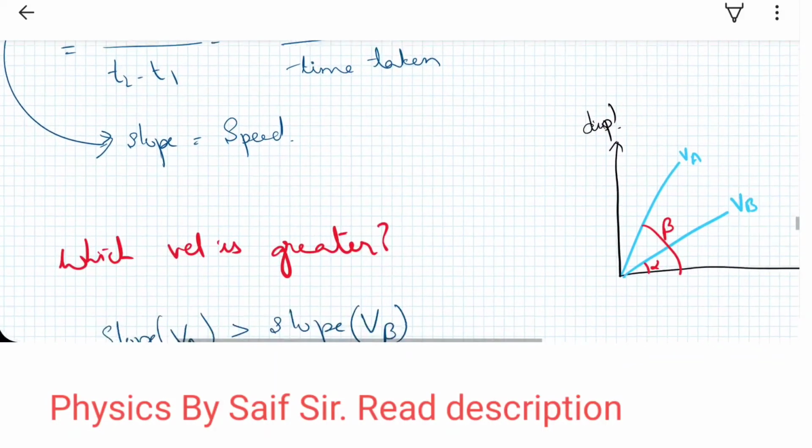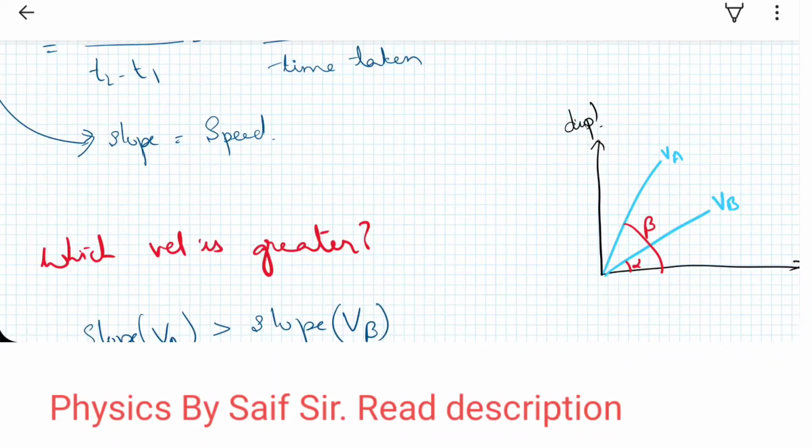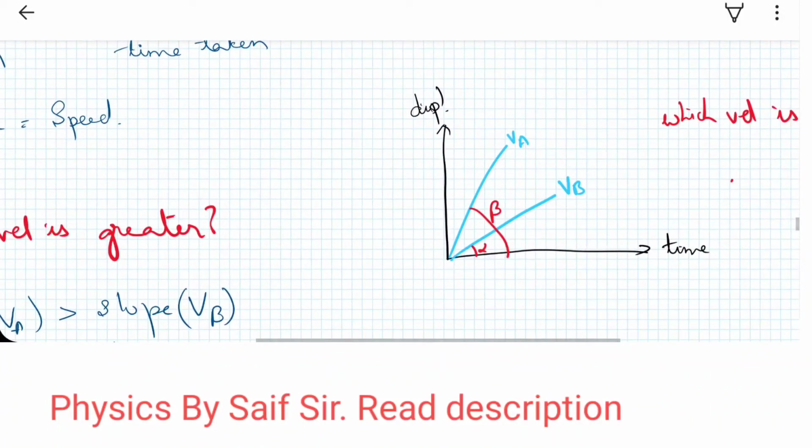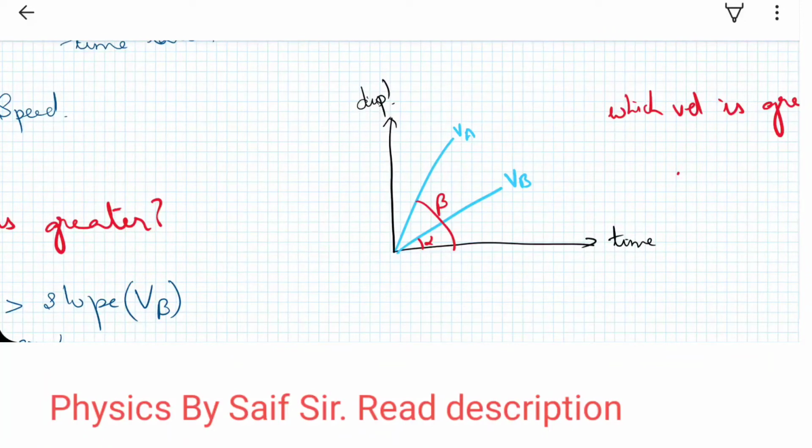Now we'll see another graph here. On the y-axis you have displacement, and on the x-axis you have time. Now the question here is which velocity is greater. You have two slopes here. To find which velocity is greater, you have to find which slope is greater, and to find which slope is greater, you have to find which tan angle is greater. The tan angle is greater means which theta is greater.